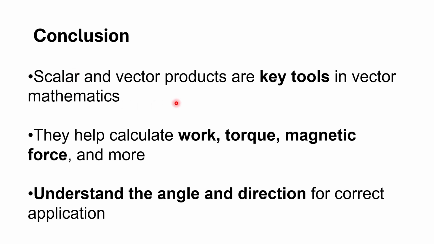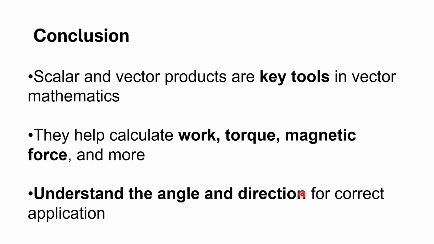Conclusion: scalar and vector products are key tools in vector mathematics. They play a very vital role in representing different physical quantities. They help us calculate work, torque, magnetic force, and more, all the different physical quantities.